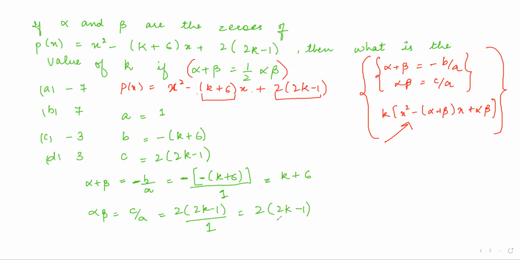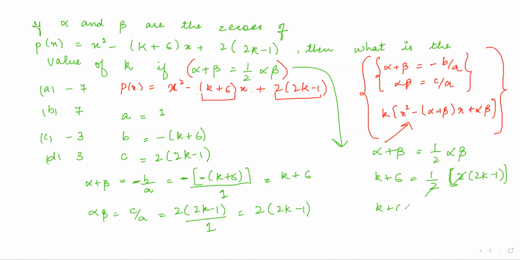Now, because you have to find k ultimately, use this information. There's a relationship given, that alpha plus beta is equal to half of alpha beta. And these values you have already found out. So alpha plus beta, k plus 6, is equal to half of alpha beta, which is 2 into (2k minus 1). Now simply solve for k. 2 cancels out. k plus 6 is equal to 2k minus 1. Then 6 plus 1 is equal to 2k minus k, or 7 is equal to k, or k is equal to 7. So B should be the answer.